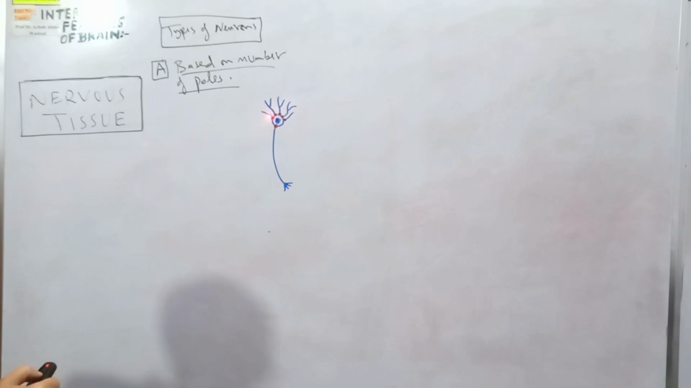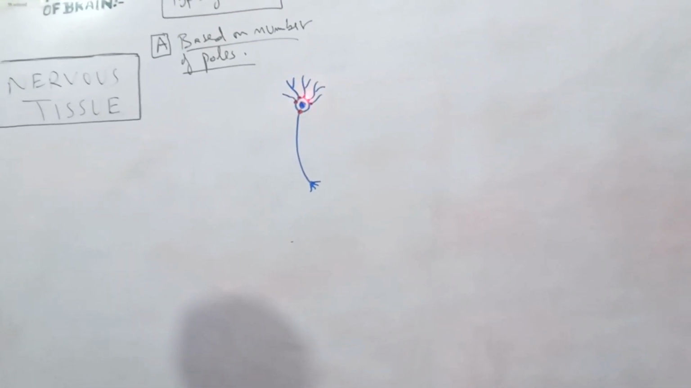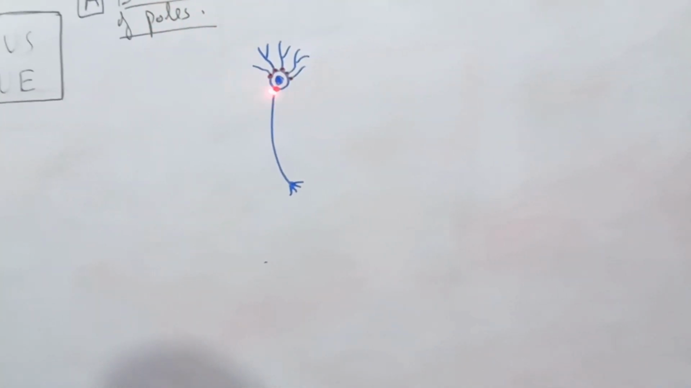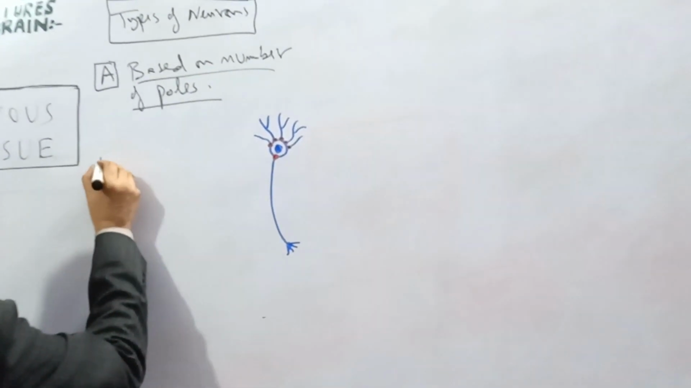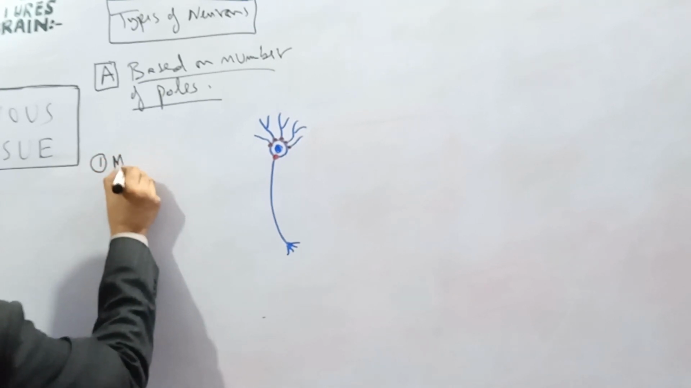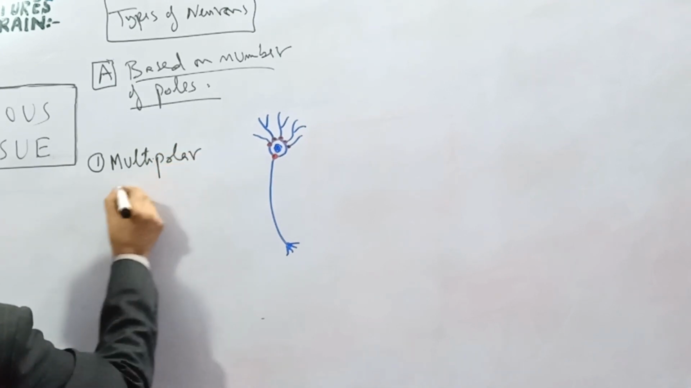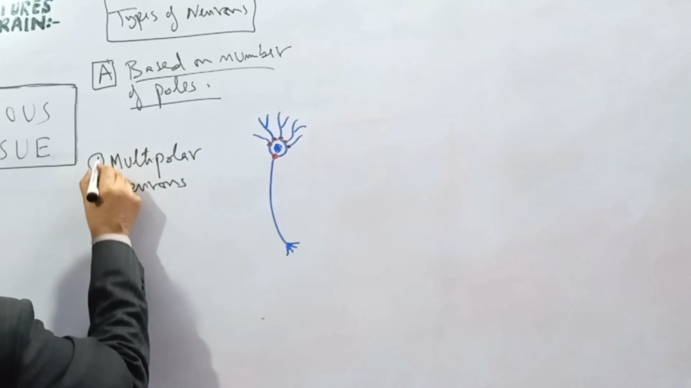This is a cell body, and these are dendrites, and this is an axon. Now the point of the cell body from which a process originates is known as the pole. So based on the number of poles, we classify the neurons into different types. Number one is multipolar neurons.